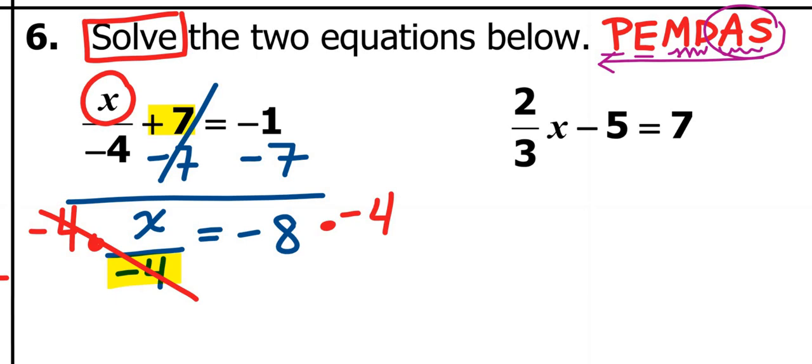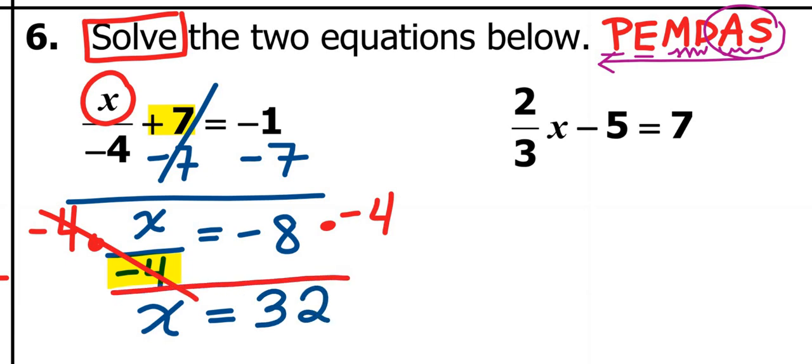So all I'm going to be left with is x at the top equals -8 times -4. Since they're both negatives and I'm multiplying, I'm going to get a positive. 8 times 4 is 32. So my final answer is x equals 32. Remember, you always get rid of what's being added or subtracted first, then deal with the denominator or the coefficient.